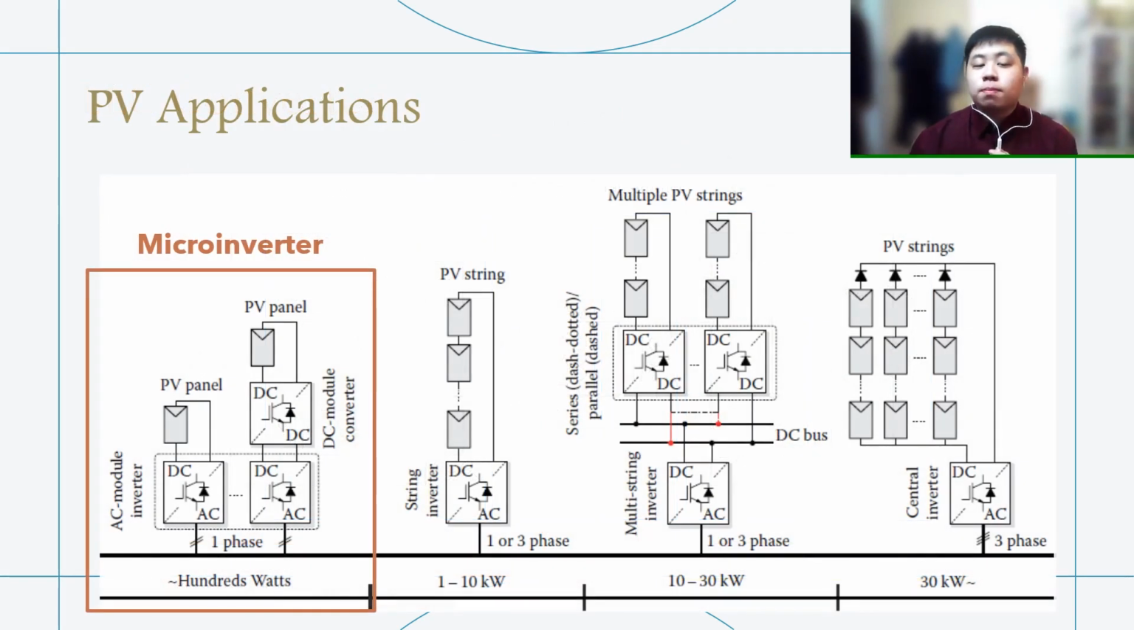LLC converters are used in many areas, including in PV systems, as more people use them as the awareness for sustainability increases. For this project, we are focusing on the AC module inverter or microinverter as seen on the left, and specifically the two-stage type.